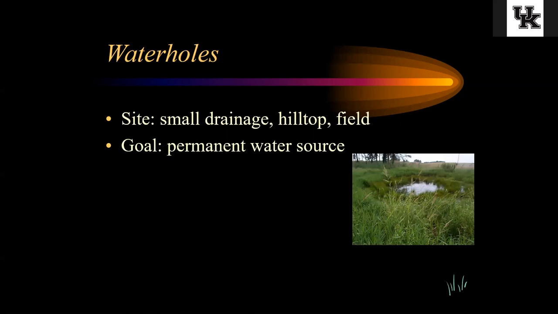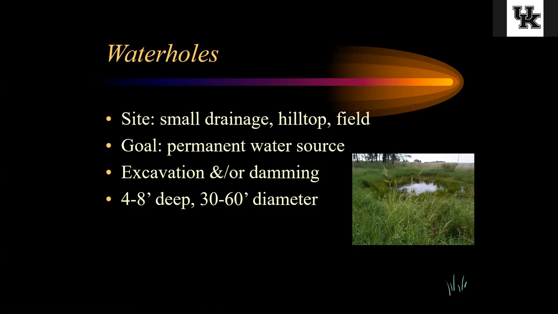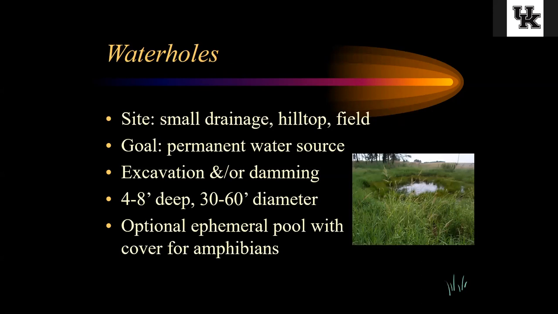You can either use excavation of basically a bowl, or you can create a dam to hold back water. And we're talking about something 4 to 8 feet deep, 30 to 60 feet in diameter. We're not talking about a fishing pond. This is just a water hole. And also you can put what's called an ephemeral pool next to it with some cover for the amphibians. And with the wildlife water holes, that's a great secondary benefit, because a lot of our frogs, salamanders, they really have a hard time. We don't have the right kind of habitat, and that's what this is.